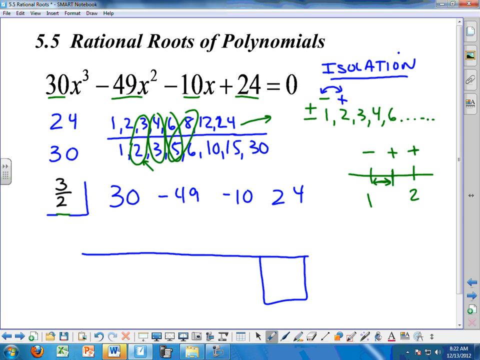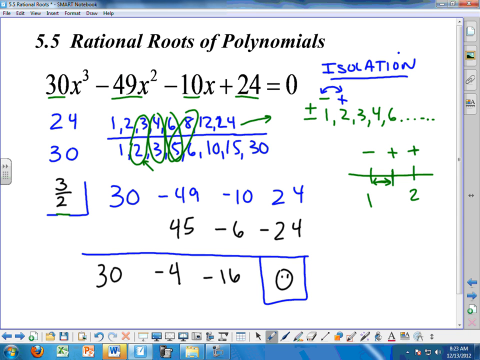So bringing the 30 down, multiplying by 3 halves is going to be 45 because I'll cancel the 30 with a 2 and then multiply by 3. So that makes 45. So negative 4 is when we add. Multiply again is going to be negative 6, it looks like. And then negative 16 cancels 8 times 20. Oh, 24. So we do get the negative 24, which was what we hoped would happen. We would get a 0 here.